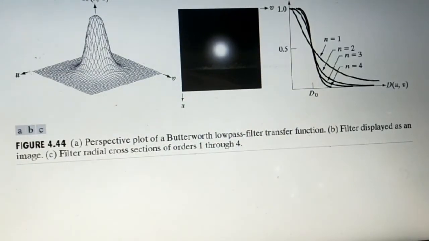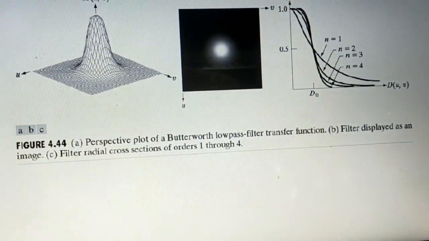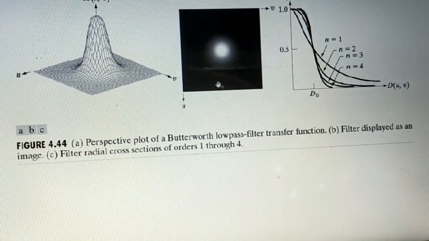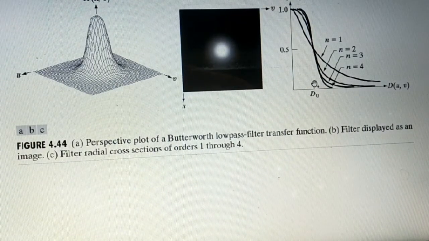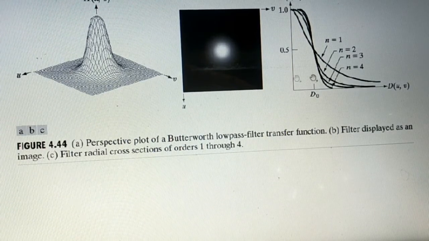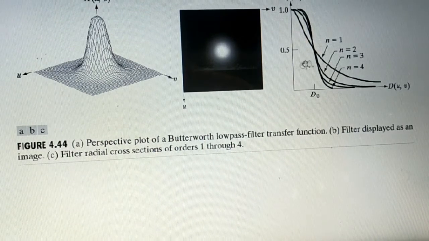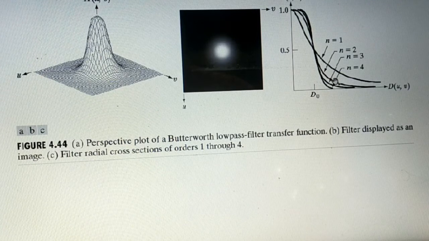The three plots shown in the figure represent the perspective plot, image plot, and the radial cross sectional plot of the Butterworth low pass filter. If you come to the radial cross sectional plot, here you see the magnitude gain decreases slowly as a function of the frequency capital D of UV.